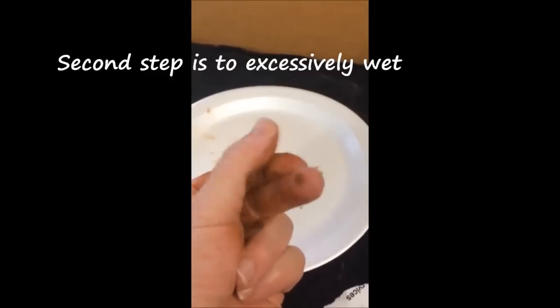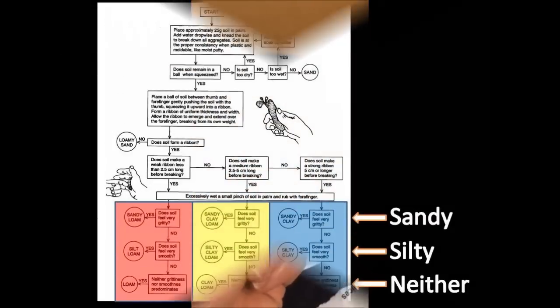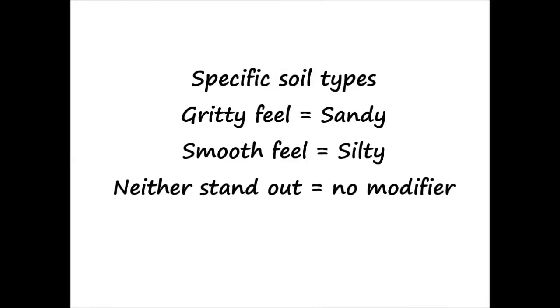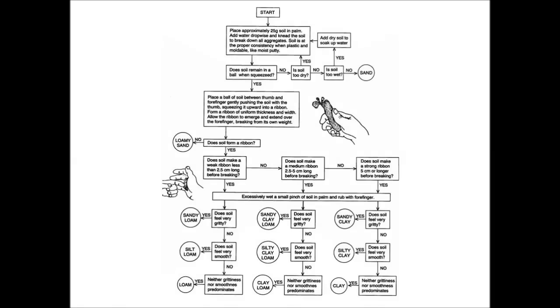The next step is to excessively wet a small amount and rub it with your fingers. Do you feel grittiness? Is it smooth or neither? This overwetting will allow you to select the specific type of soil. It's even more of a description for the soil. A soil that feels gritty reveals a sandy type of soil. A soil that feels smooth reveals a silty type of soil. If neither are felt, then the soil without that sandy or silty designation is selected.